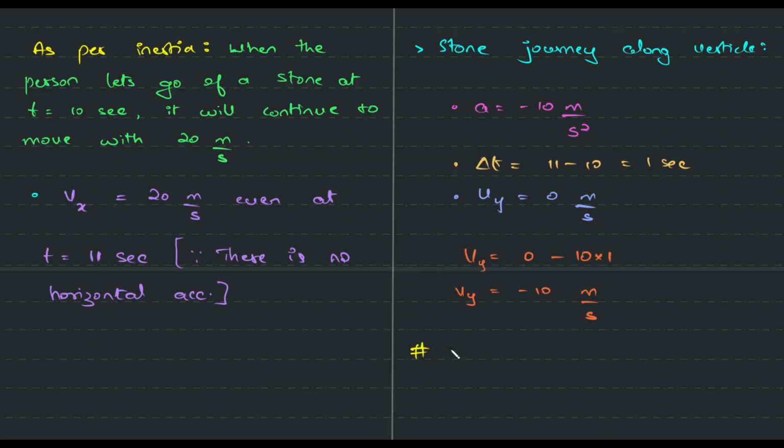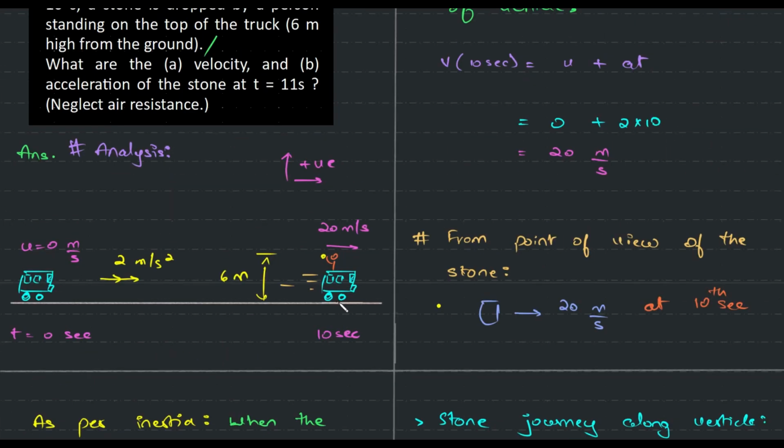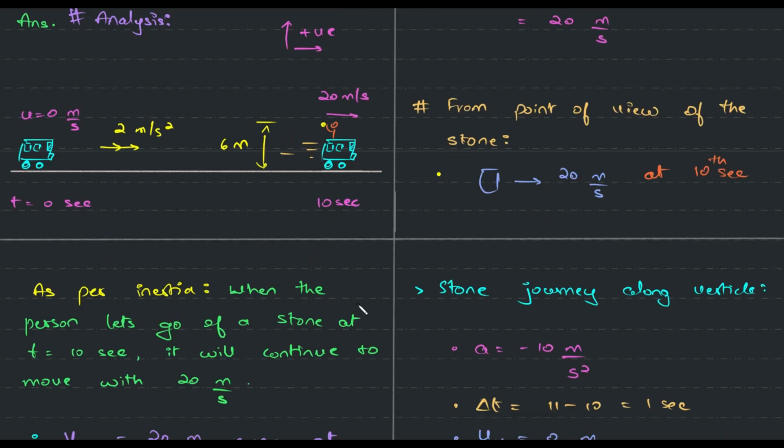Okay. So basically, the velocity at t equal to 11 seconds will be V is 20 square plus minus 10 square to the 0.5. So many meter per second, whatever that number is, that you guys can figure it out. That's the velocity magnitude. They're not asking for direction. Velocity, we'll find the direction also.